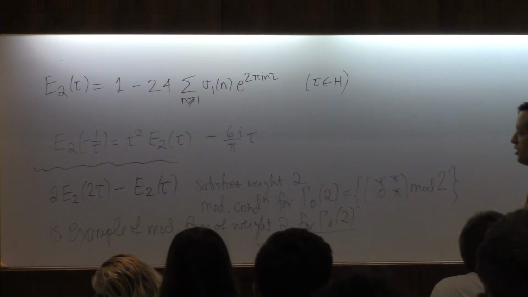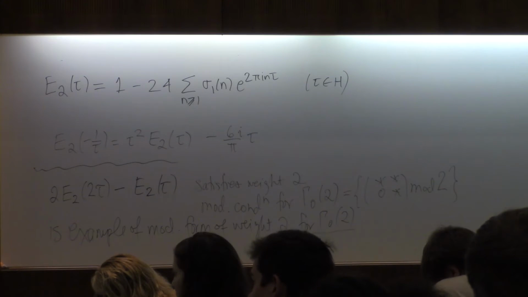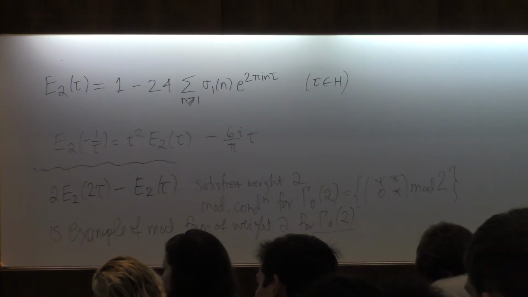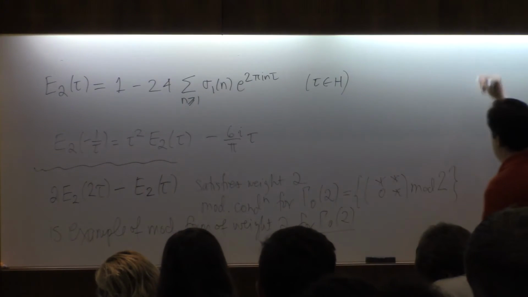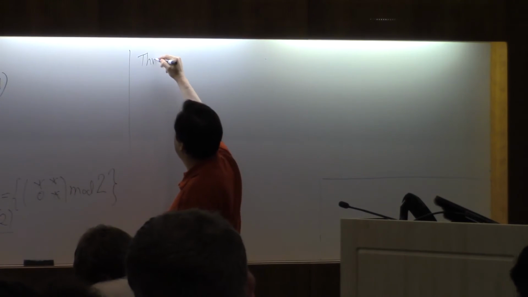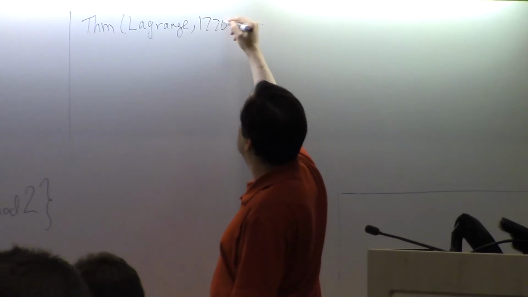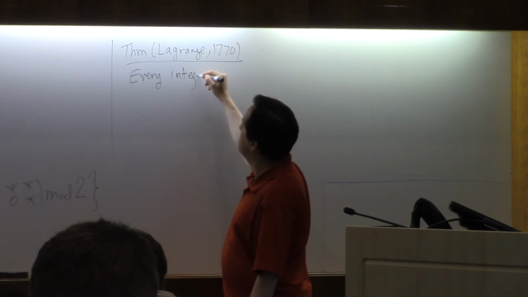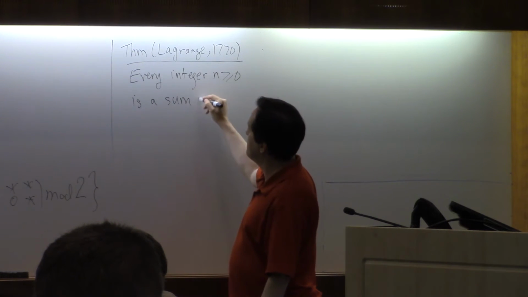So I want to use this to solve a classical problem, showing why every integer is a sum of four squares. I'm just going to sketch the idea behind that. We have this classical theorem of Lagrange: every integer greater than or equal to 0 is a sum of four squares.